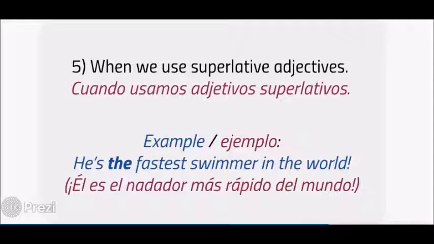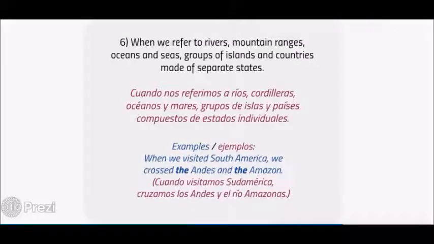5. When we use superlative adjectives. Example: he's the fastest swimmer in the world. 6. When we refer to rivers, mountain ranges, oceans and seas, groups of islands, and countries made of separate states. Examples: when we visited South America, we crossed the Andes and the Amazon.